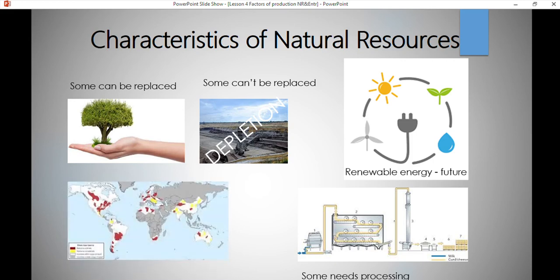And lastly, as I said earlier, it is found all over the world. In this instance you'll see that there are different resources, and this is a world shale gas map. This shows you where there are some resources of shale gas. So it's not everywhere, and we need to use it wisely in our country.